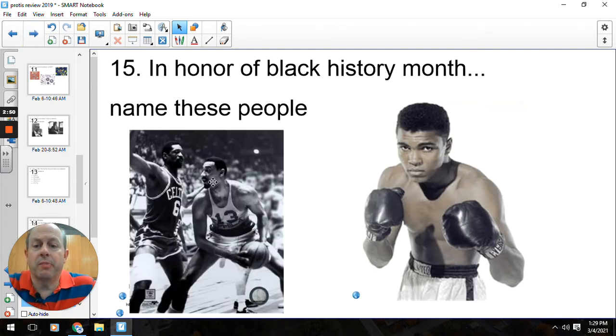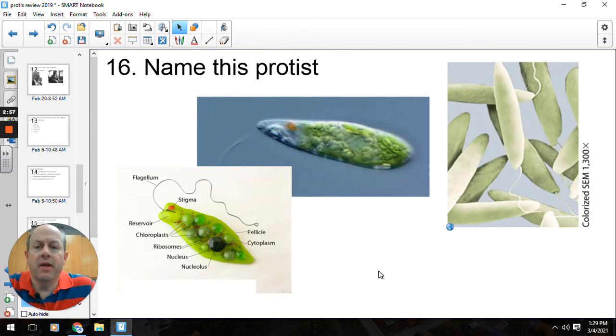We've got our basketball players, Bill Russell and Wilt Chamberlain, and our boxer would be Muhammad Ali. These pictures all represent Euglena.